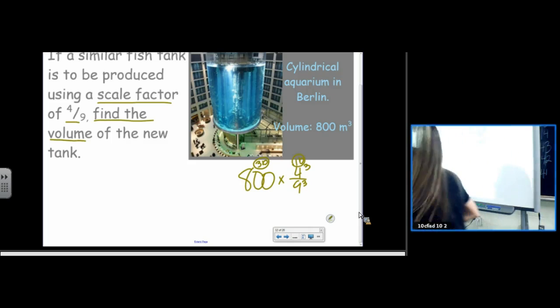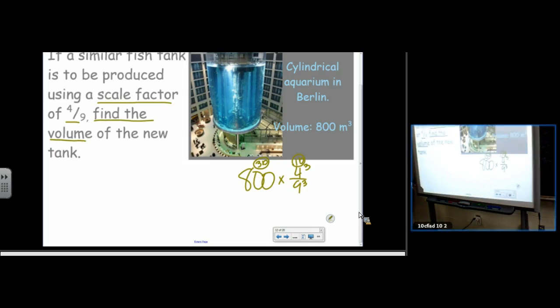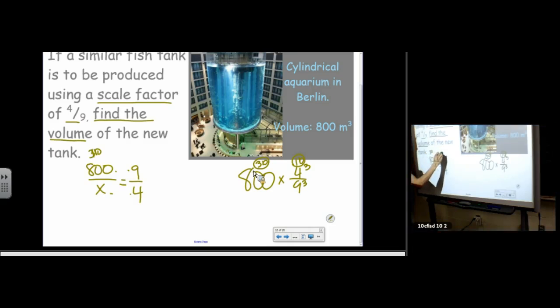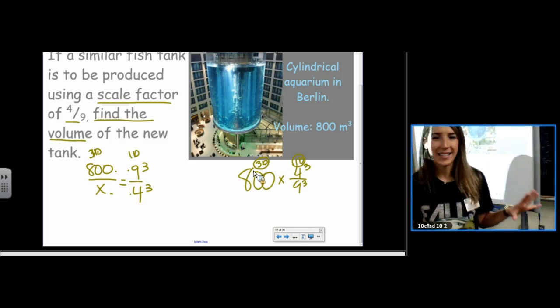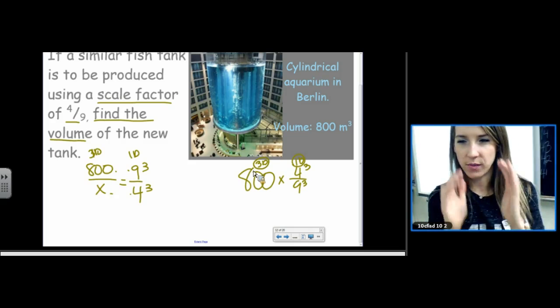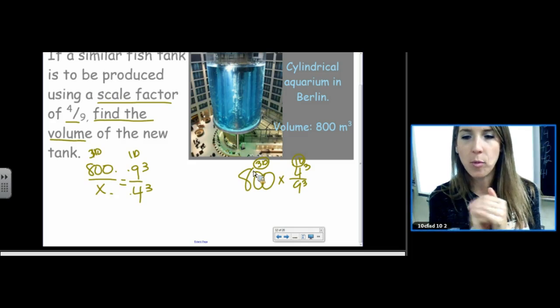Or I could go the proportion route. Kind of. It's not really going to work as good. 800 is to what? Well, that's my question mark. As, it would actually have to be 9 is to 4. You need to put the big one with the big one and the small one with the small one. This is 3D, this is 1D, so you would cube it and cross multiply. That's going to get the exact same result. I think using the scale factor with the fraction works better, but if you want to set up a proportion and cross multiply, you're going to get the same thing.